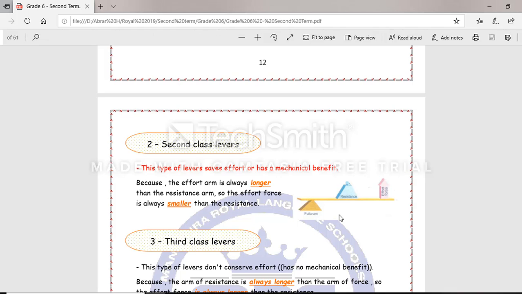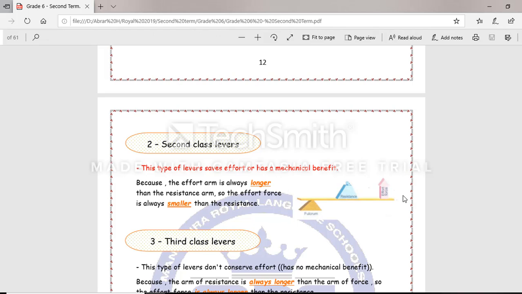In the second class levers, we have the resistance between effort and fulcrum. Let's see here the arm of resistance and the arm of effort. I have here the fulcrum, and I have here resistance, and I have here effort force. The effort arm, here, the distance between effort and fulcrum. The resistance arm is the distance between resistance and fulcrum.